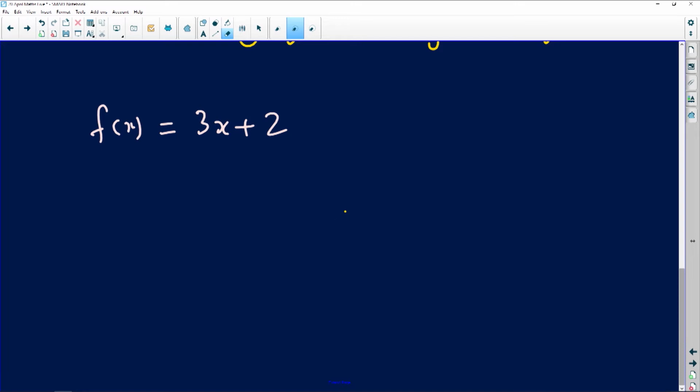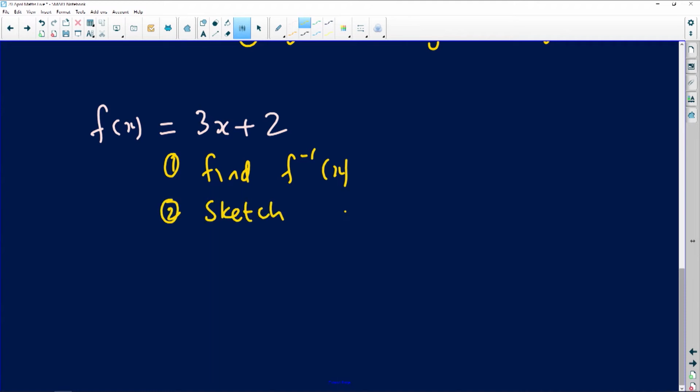Number one, there's the question. Number one, we have to find f to the power minus 1 of x, right? And then number two, we have to sketch both f of x and also its inverse graph. So that's essentially what Mawela wanted us to do, the first part of what Mawela wanted us to do. Now let's go and see how this can be executed in terms of solving this problem.